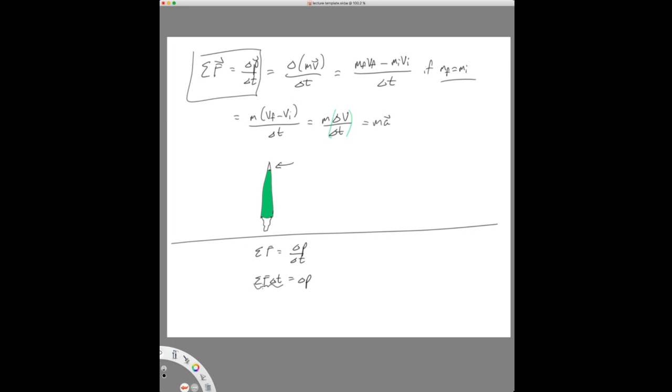Now this thing on the left, it has a name. It's called the impulse. So the net impulse is equal to the change in momentum. This is known as the impulse momentum theorem. But I want to point out that this is very similar to saying net force times delta x times cosine of phi equals change in kinetic energy, which was our work energy theorem.